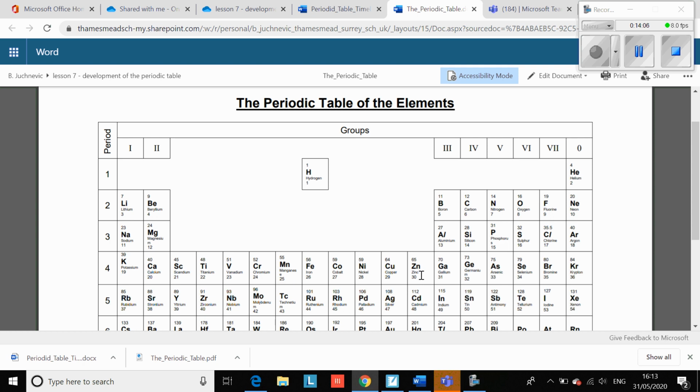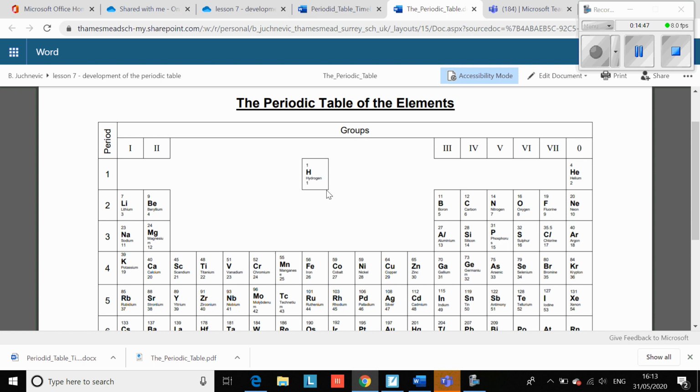Okay, right, so your first task is this. What I would like you to do is print off a copy of the periodic table. This is in assignments, and do a quick internet search, and I'd like to shade in the following. I'd like you to shade in the reactive metals in one color, transition metals in another color, non-metals in another color, and noble gases in a fourth color. Okay, so reactive metals, transition metals, non-metals, noble gases.